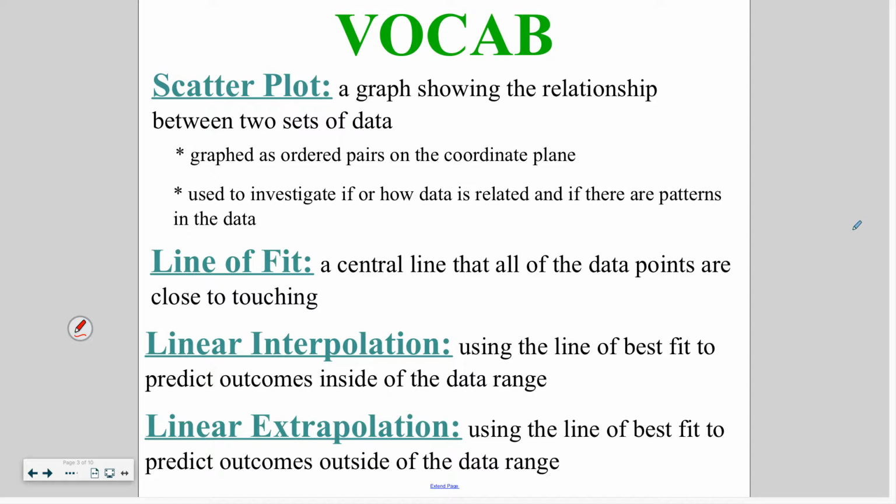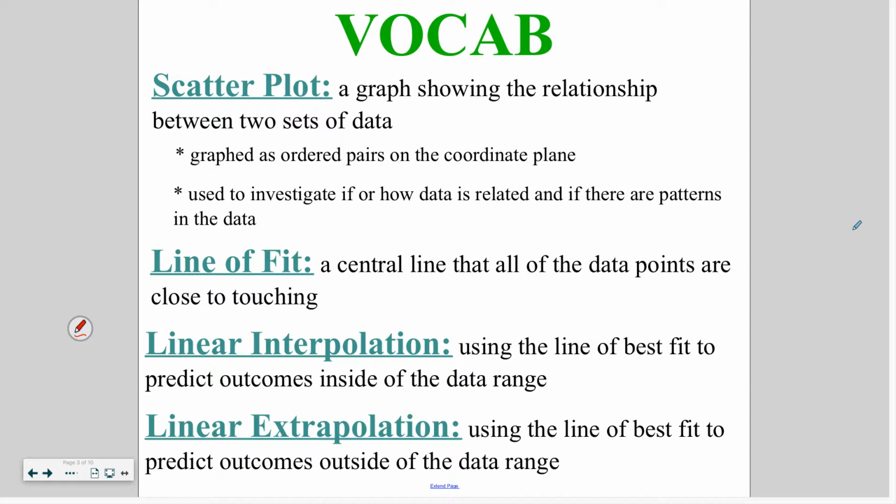Then there are two types of prediction: linear interpolation and linear extrapolation. Linear interpolation is making predictions from inside of the data range. So if you are looking at the height of people from ages 1 to 10, making a prediction for someone at age 7 would be interpolation, because 7 is between 1 and 10.